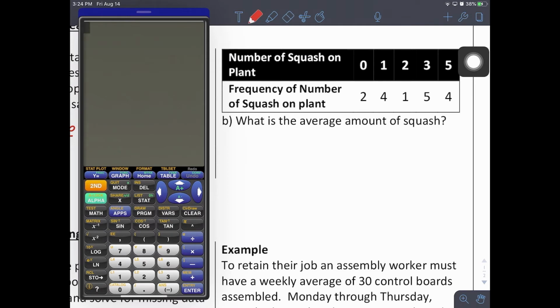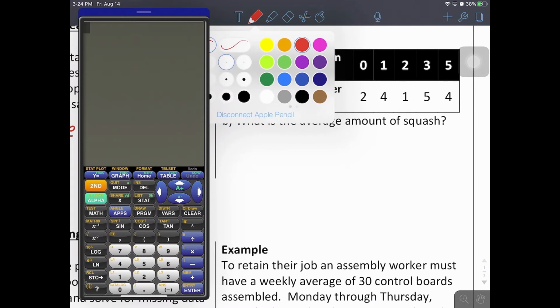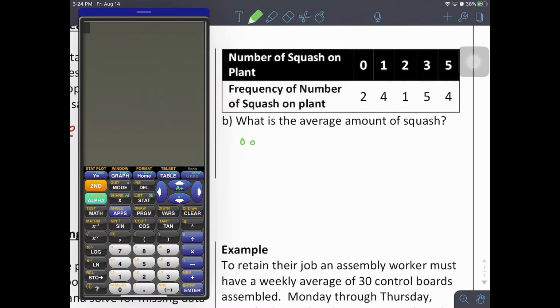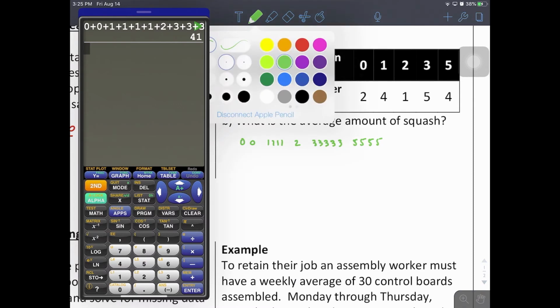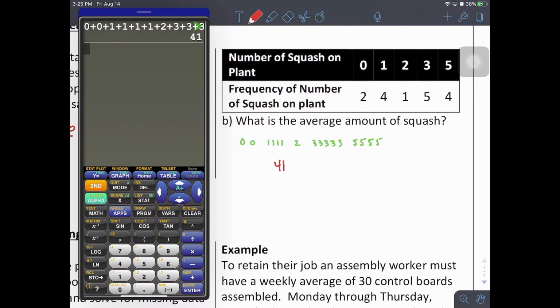So if we were to write out our full data set here, we actually have 2 zeros, 4 ones, a 2, 5 threes, and 4 fives. Now if I add those all up, we end up with a sum of 41. And there are a total of 16 data points. So our mean is, we'll go to 2 decimal places, 2.56.